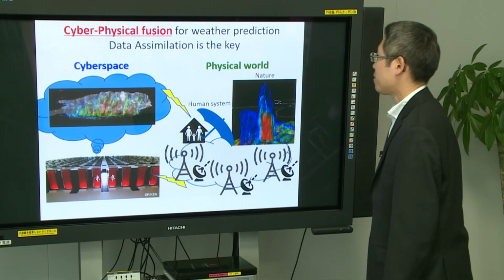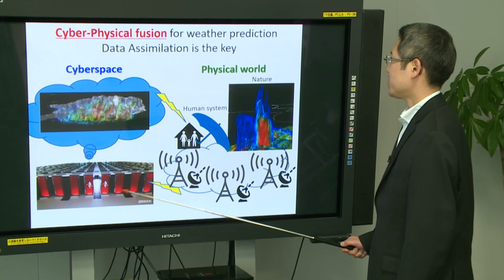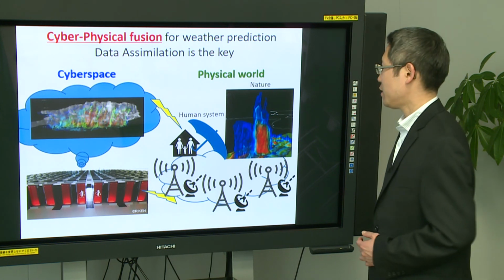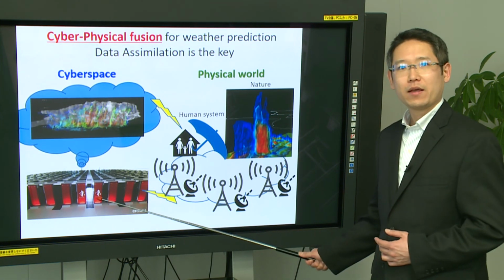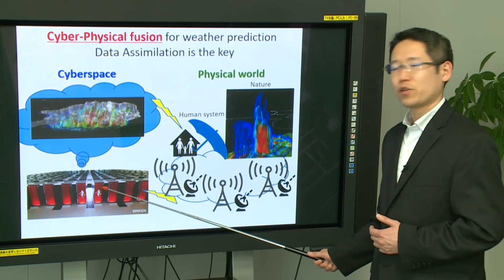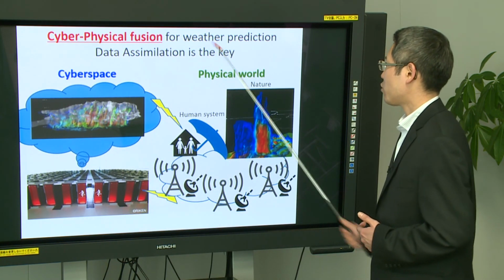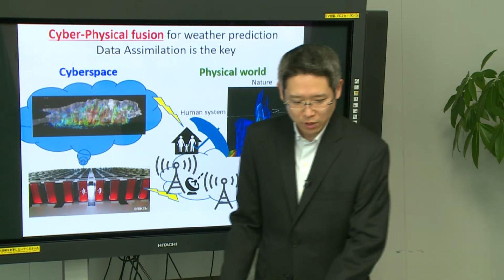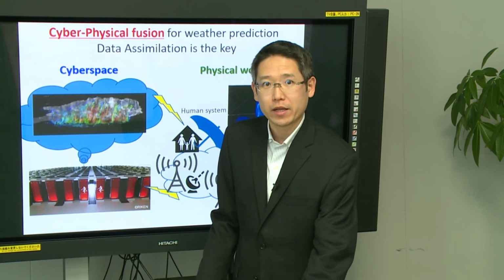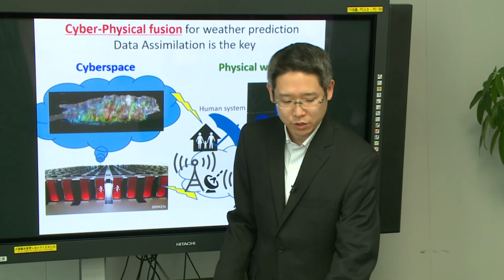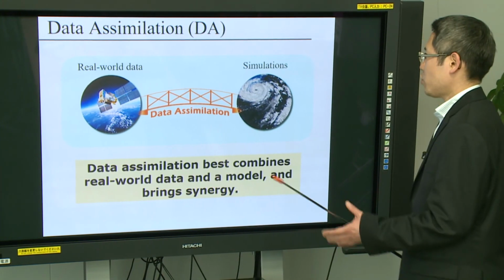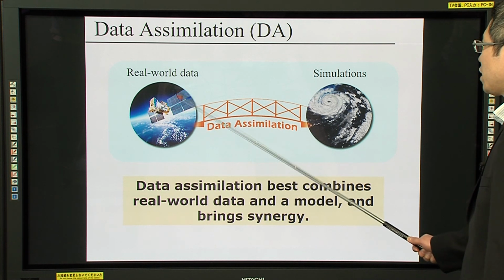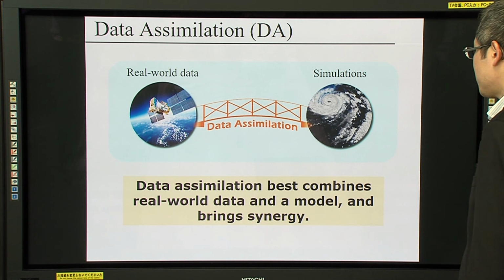But this idea can be applied to any different simulation world. So if we can simulate the real world accurately, we can take the data real time and make them synchronize, so that we have the cyberspace synchronized with the physical world. So that's what we call the cyber-physical fusion, not only for weather prediction but also for any type of simulations. So here is a general concept of data assimilation. It's like a bridge between the real world data and simulations.